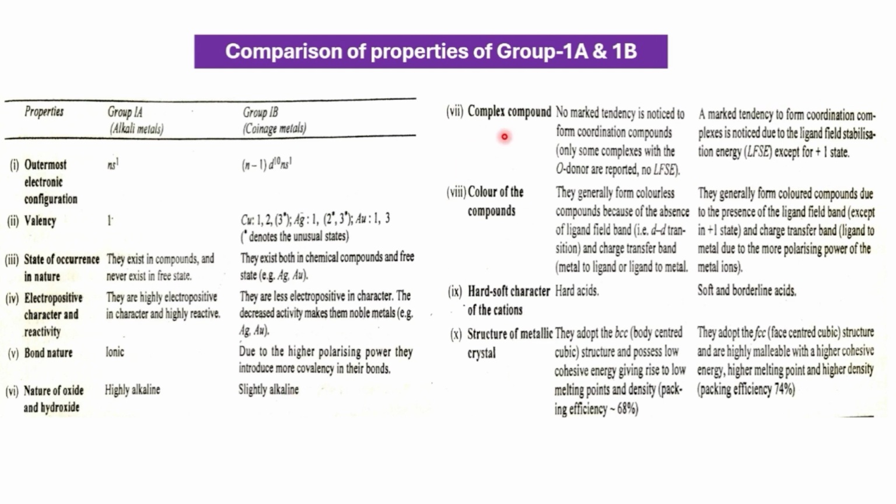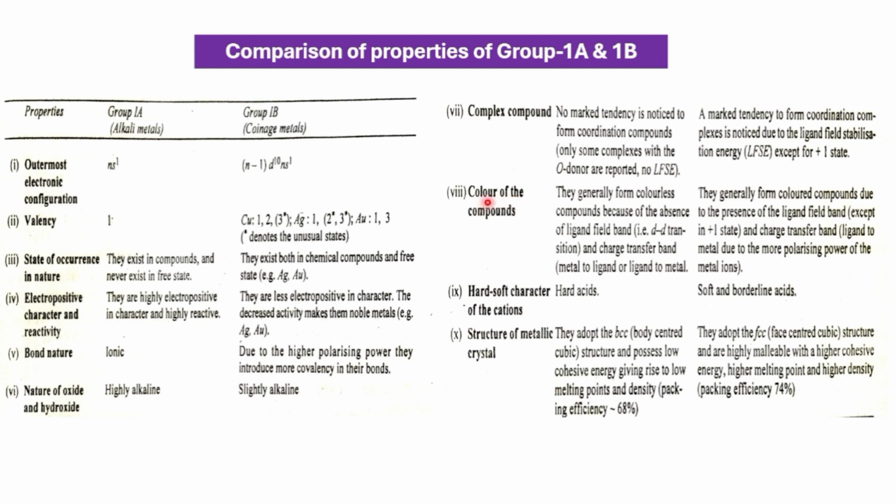Now, if you see complex compounds, in case of group 1A, no marked tendency is noticed to form coordination compounds. Only some complexes with oxygen donors are reported. And in case of 1B, a marked tendency to form coordination complexes is noticed due to the ligand field stabilization energy, except for the +1 oxidation state. These electronic configurations and ligand field stabilization energy, I'll discuss later in some other chapters. For the time being, you can try to understand the differences between group 1A and 1B compounds.